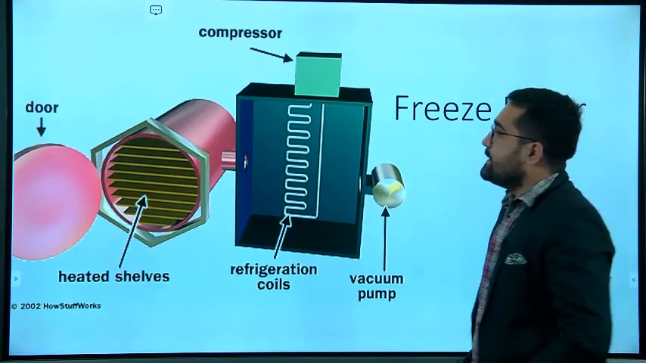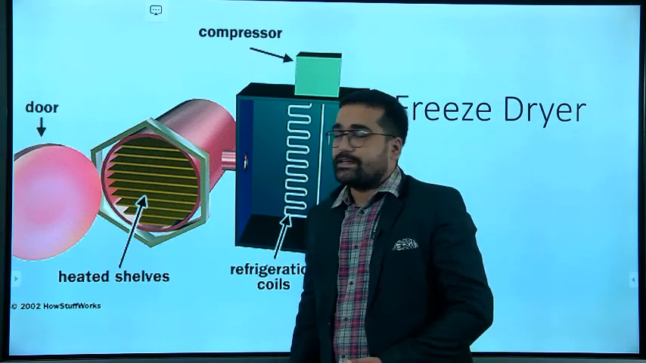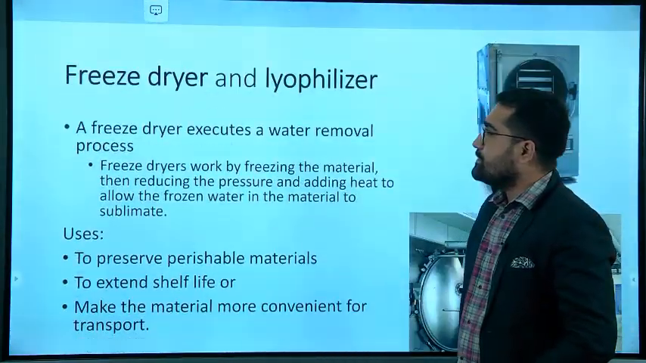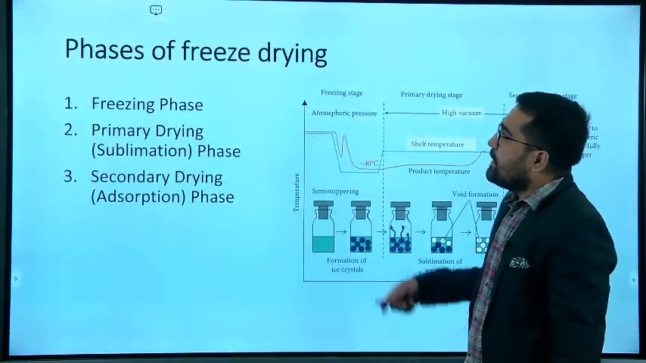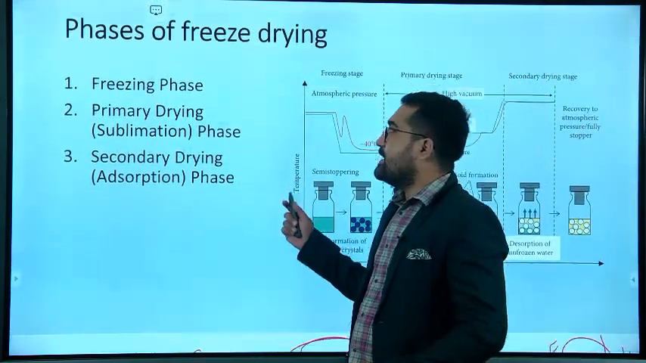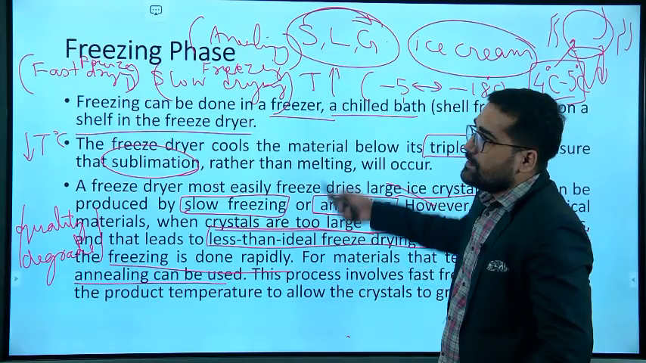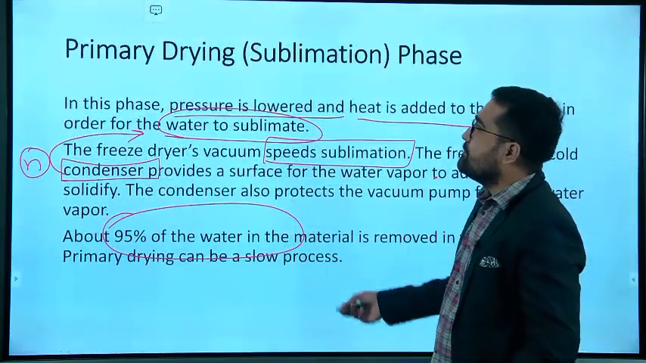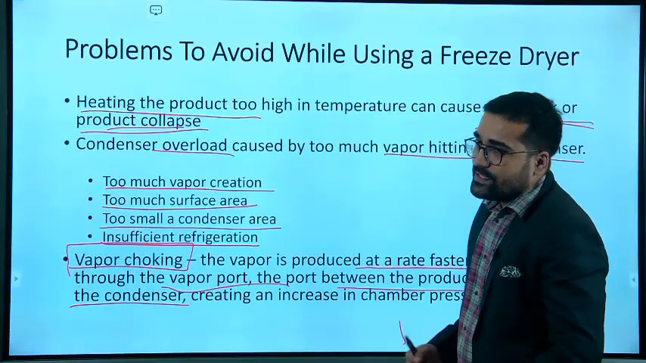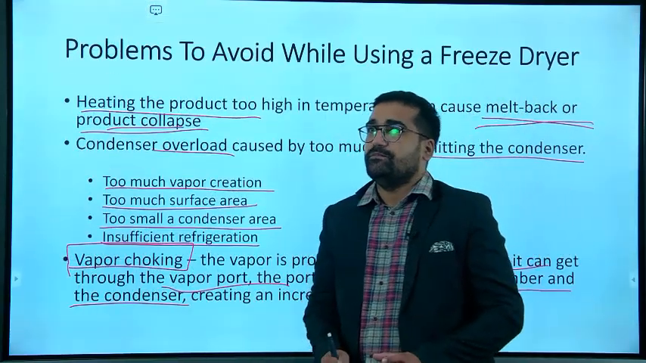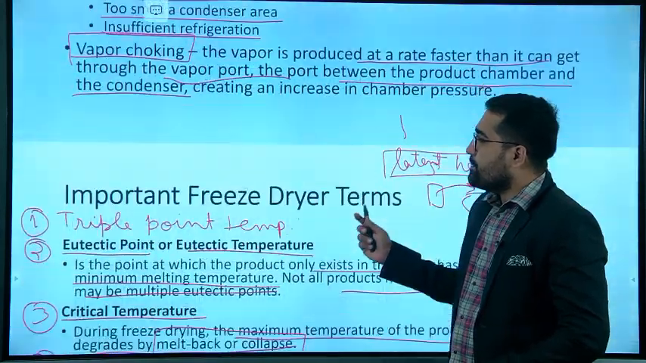Okay, before finishing, I would like to revise what we have studied in today's lecture. So we have seen the definition, what you mean by freeze dryer. After that, we have seen the phases of freeze drying, which are nothing but the freezing phase, then primary drying, then secondary drying. After that, we have seen certain problems which occur during freeze drying.